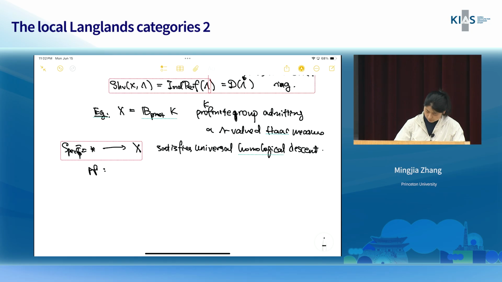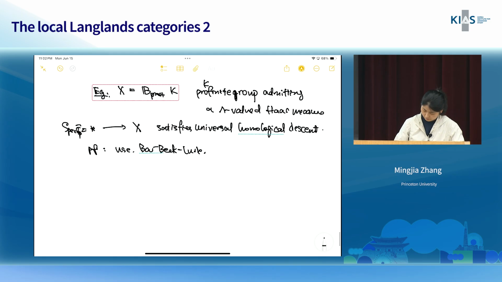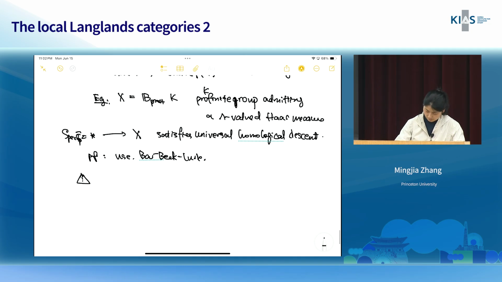And the proof of this is basically using Barr-Beck-Lurie, where you have to check that upper shriek is conservative and reflects limit diagrams, basically. But let me say as a warning that you might be a little confused, because if you take the Čech nerve, then, sorry, there are too many arrows.